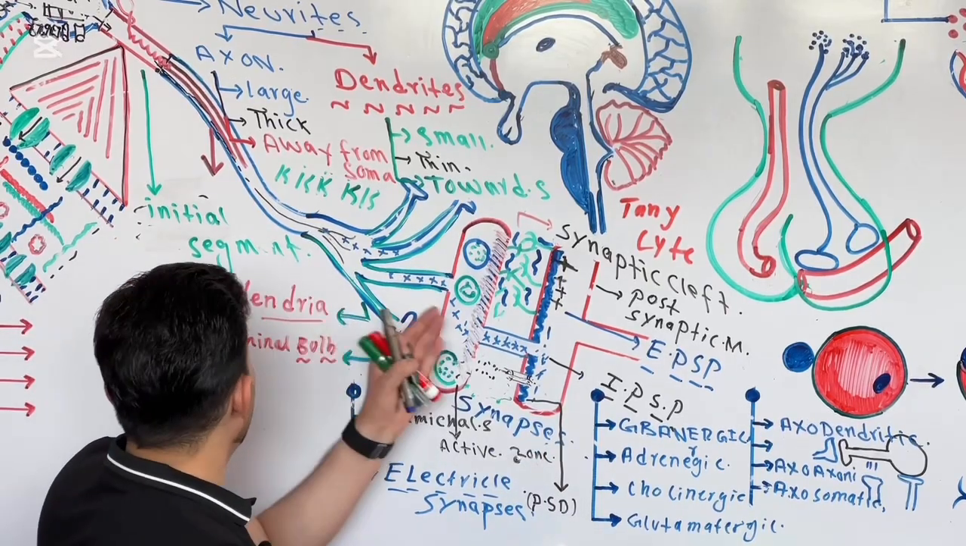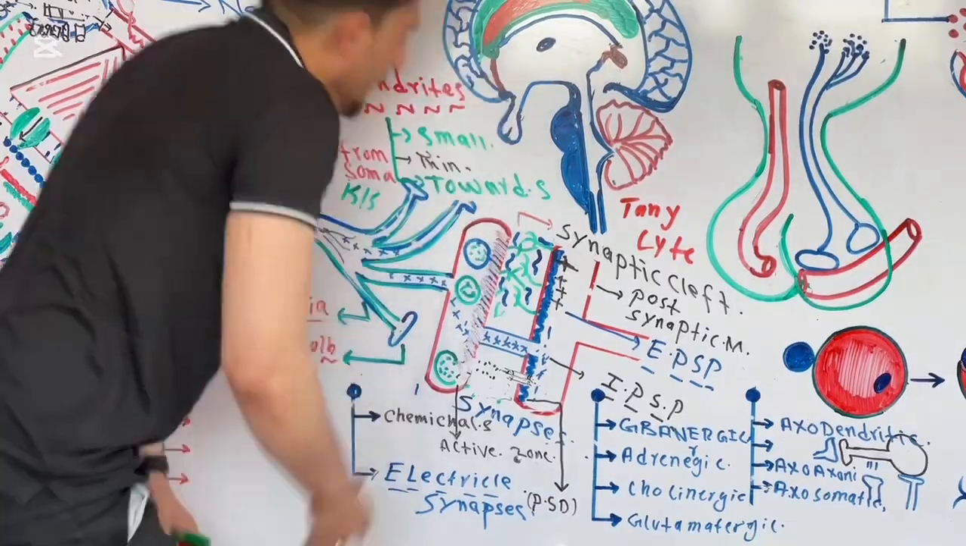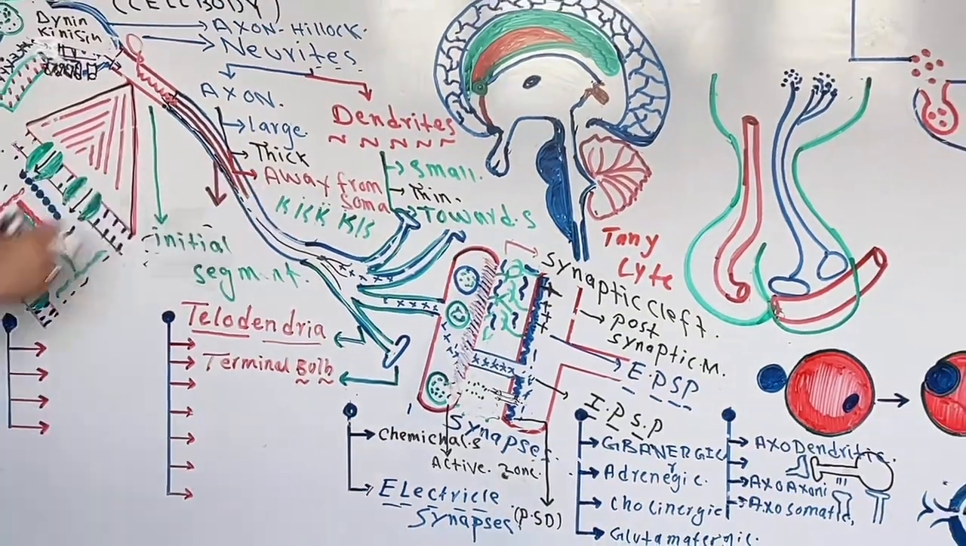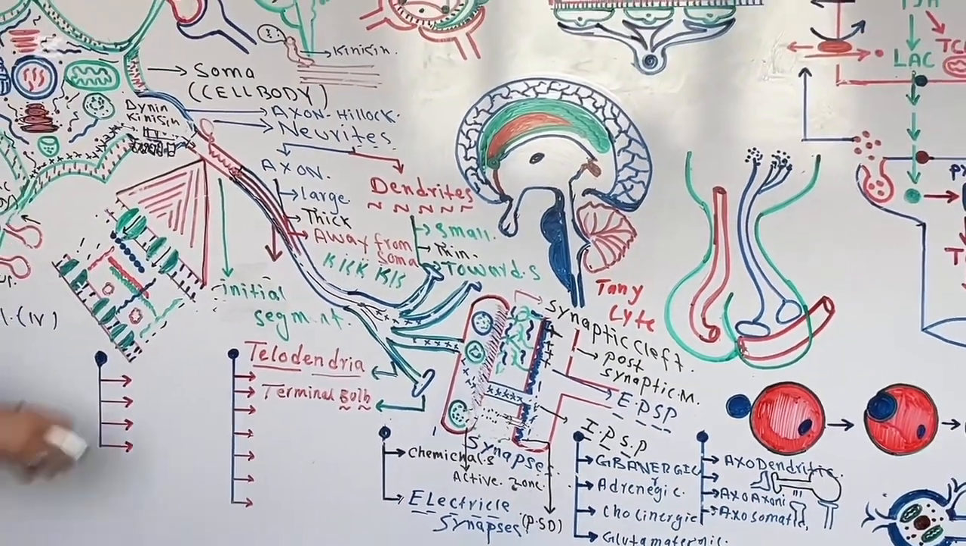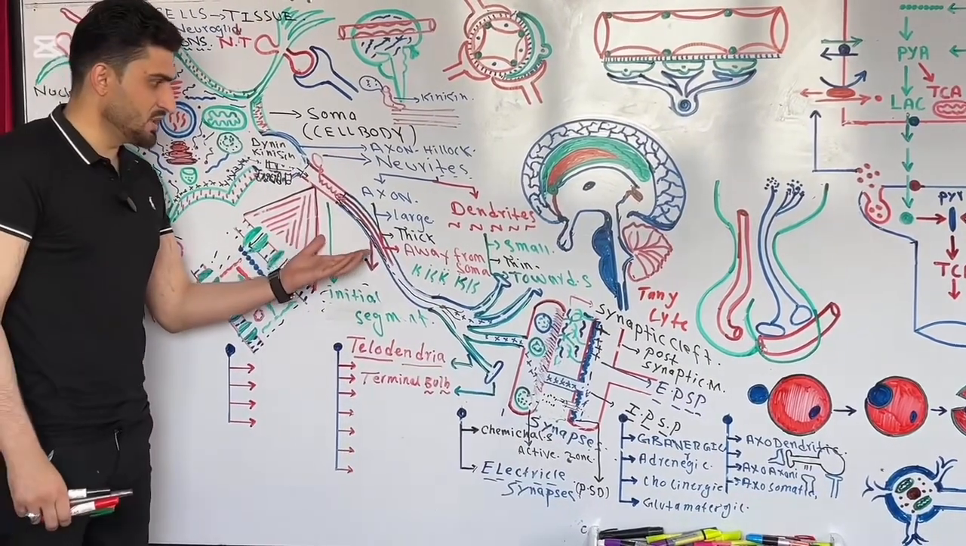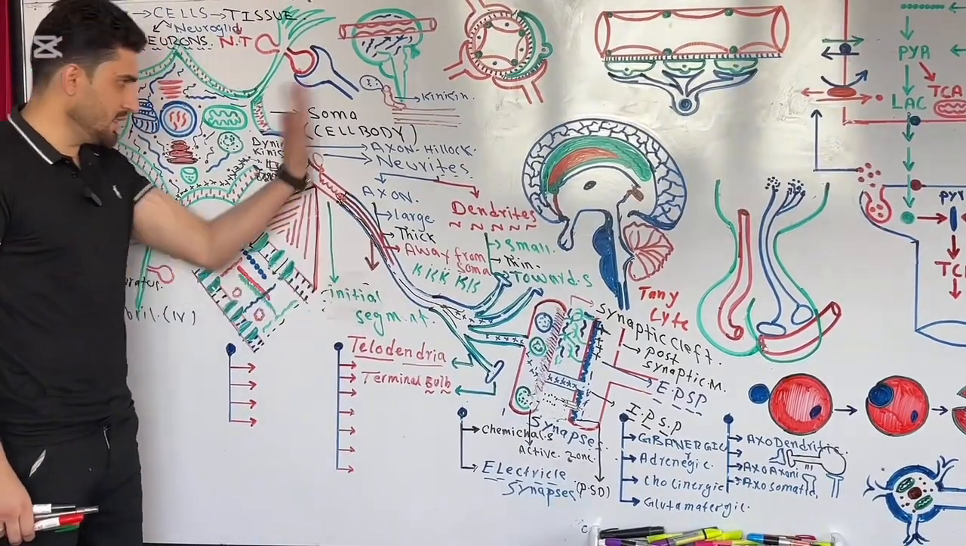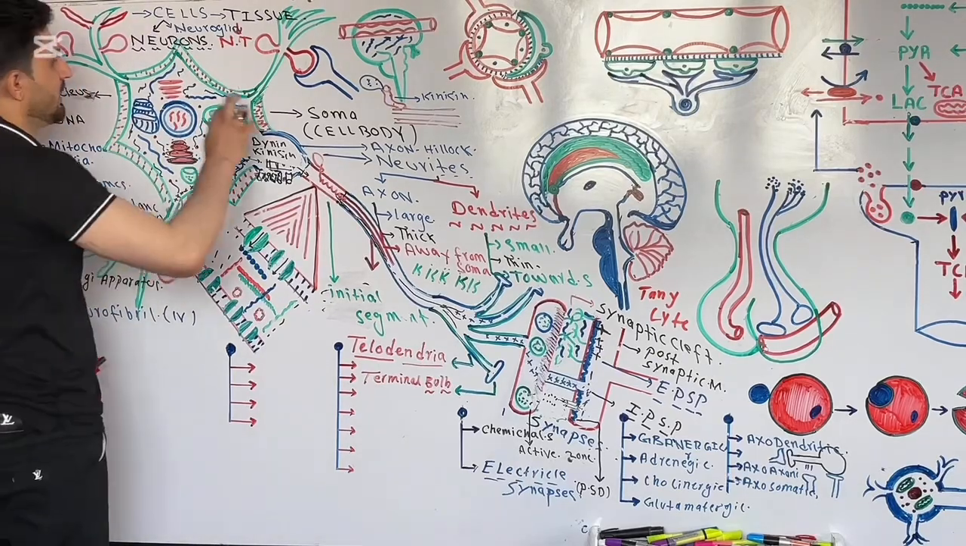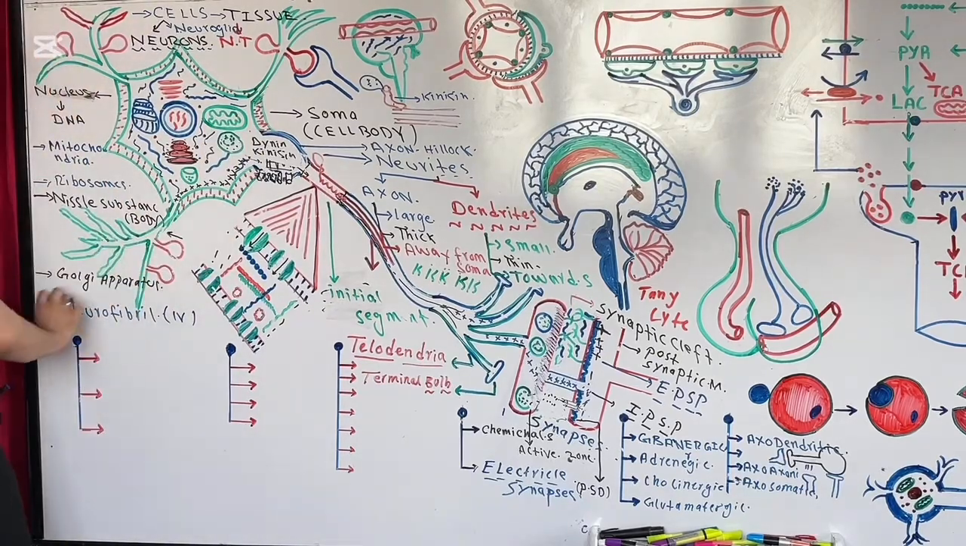So this was about the end part of the axon. I'll talk about different types of neurons at the end. Now let me talk about the dendrites.